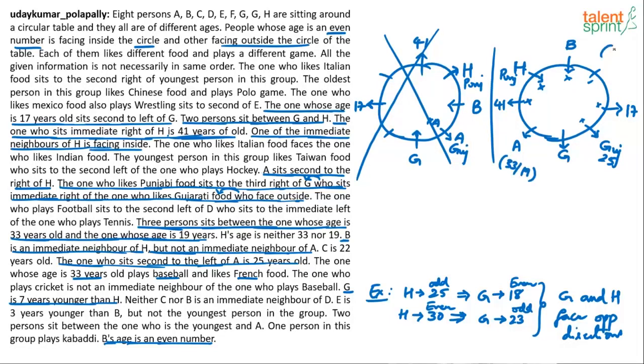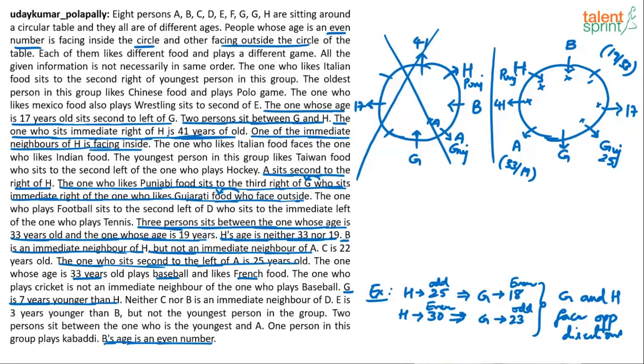33/19, 19/33. That is for sure. If this is 33, then that would be 19. If this is 19, then that would be 33. But the one whose age is 33 years old plays baseball and likes French food. Yeah, still possible. H is neither 33 nor 19. This we already know, because we know 33 and 19 will come here.